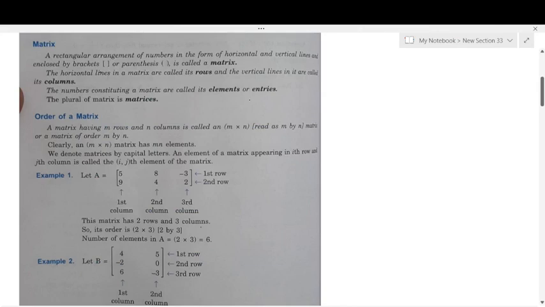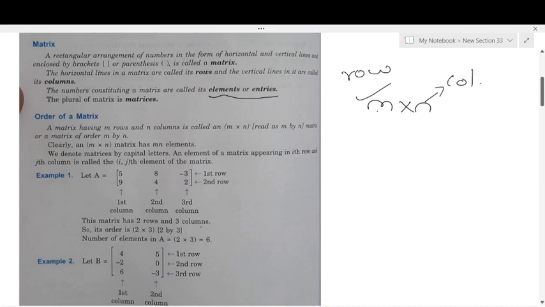And whatever values are present inside the square bracket, the numbers are known as elements or entries. Elements are entries. The plural is matrices. And order. Order is always written in the form of m into n, students. What does m stand for? Row or column? What's the first preference we give? Row. And n stands for column.